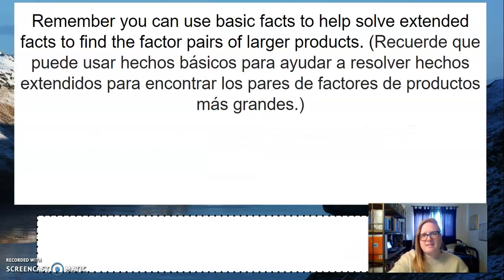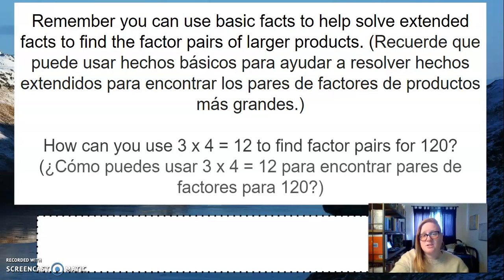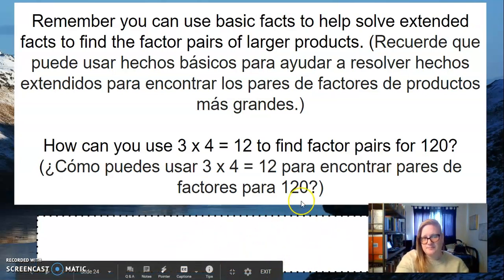Remember, you can use basic facts to help solve extended facts to find the factor pairs of larger products. So that is what we did yesterday. How can you use 3 times 4 equals 12 to find factor pairs for 120? And I want you to put your answer in this box.